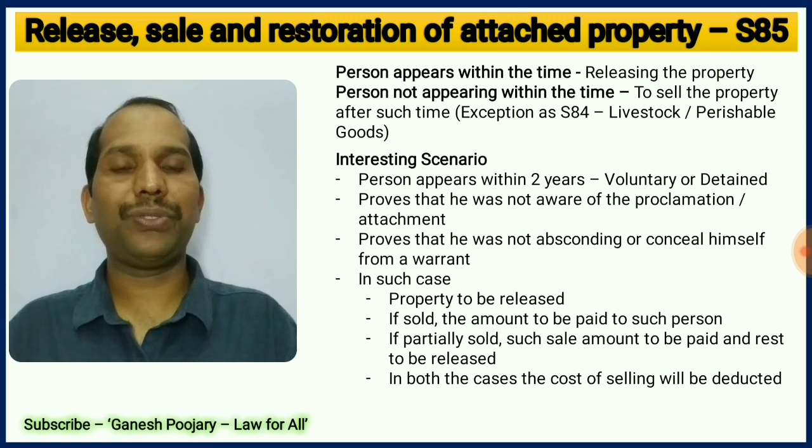The third part, which is a very interesting part, is restoration. X has to come within 2 years and prove to the court that he was not absconding or concealing himself from any warrant, and that he was not aware of any proclamation against his property as well as him, the attachment, anything. I don't know anything of all this. If he is able to prove all of this, in such a case the court has different options.